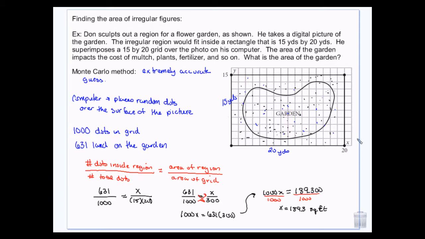Does that make sense? So this is the formula that you would use, and it's based on probabilities. And basically the idea is that the ratio landing inside the area and the ratio landing outside the area should be about the same if it's truly random. So that should give you the right area.